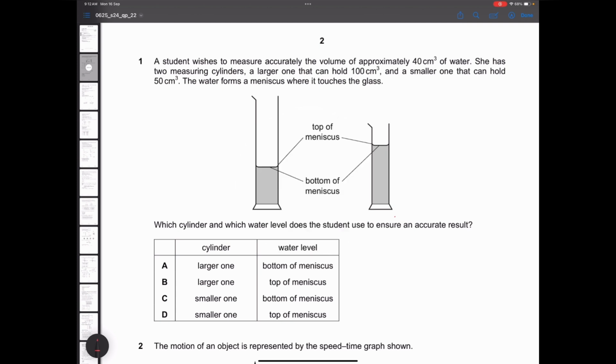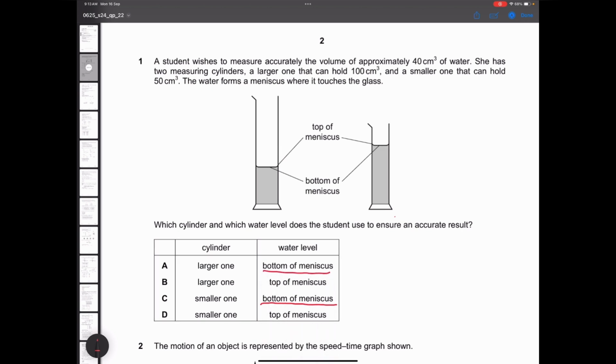Then there is also a mention of meniscus. The top meniscus is there, bottom meniscus is there. So for meniscus it is very simple. We know that the bottom meniscus is preferred because it is always more accurate when measuring the volume. So we will pick the option which has bottom meniscus as the answer. So according to that, C and A both have bottom of the meniscus.